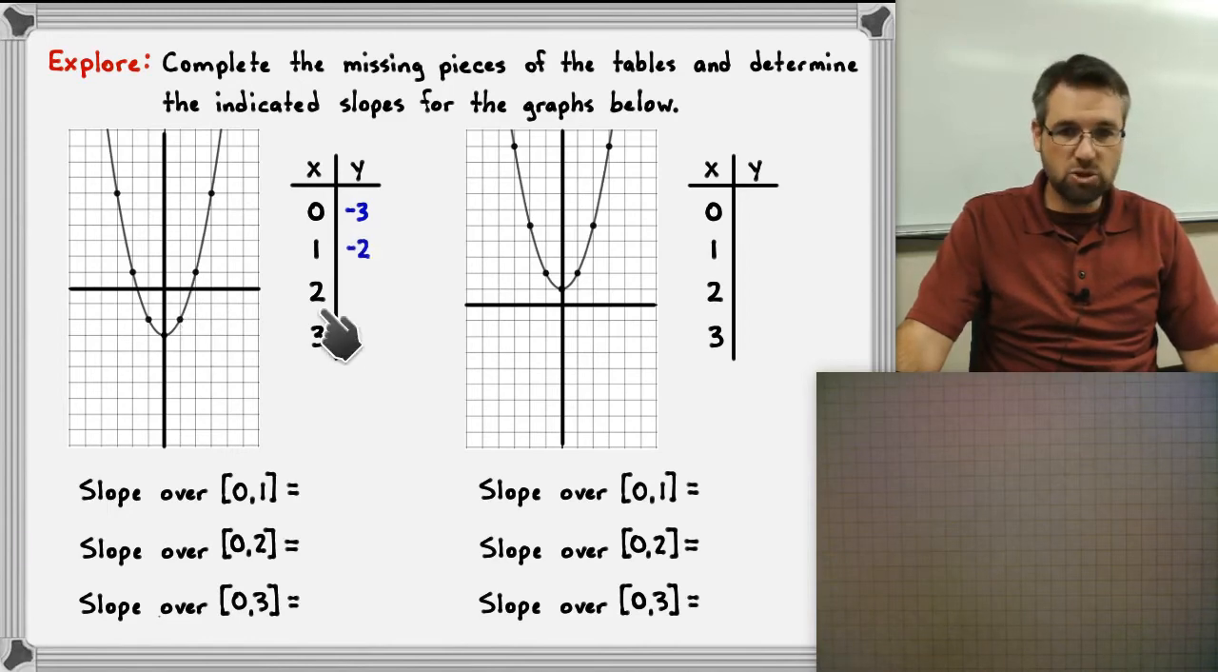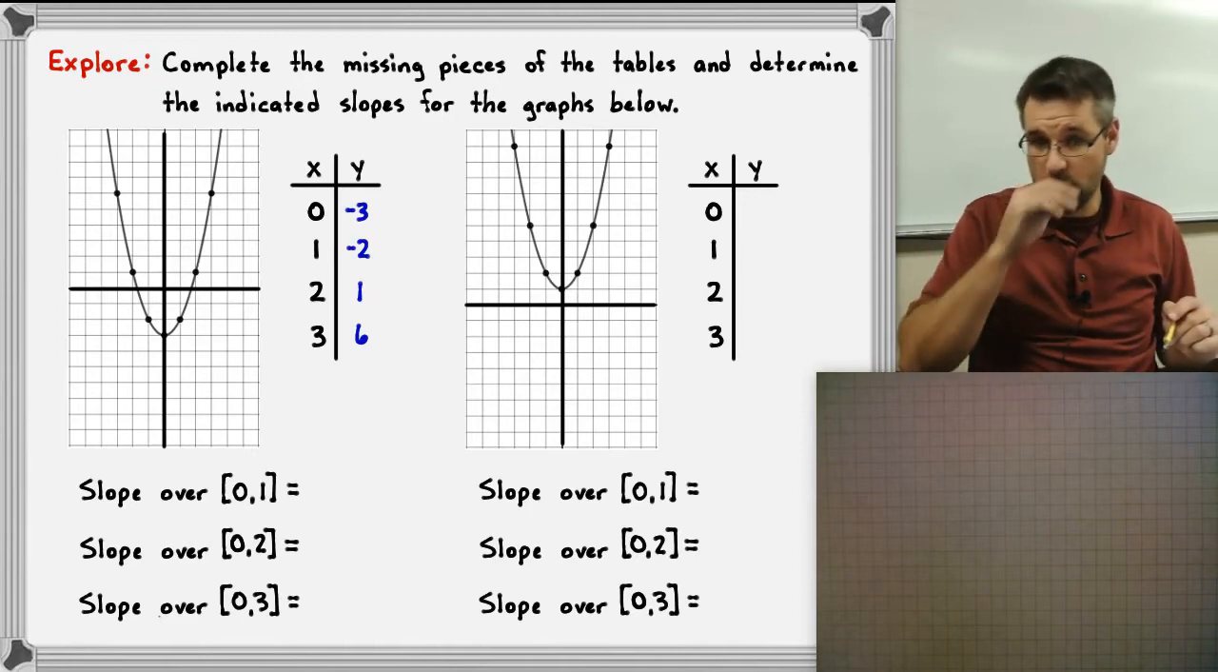When x equals 2, we go to the right 2, and then we go up 1 to get to the point on the graph, so that would be (2, 1). And then when x equals 3, we go to the right 3, and we have to go up to this point, so that'd be (3, 6). Up 2, 4, 6 to get to the graph. So there, we completed our table.